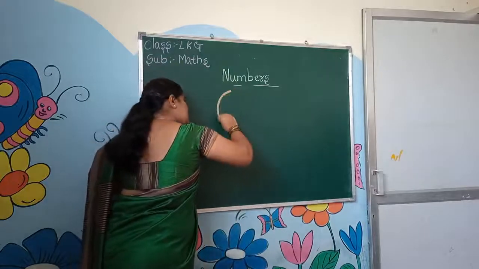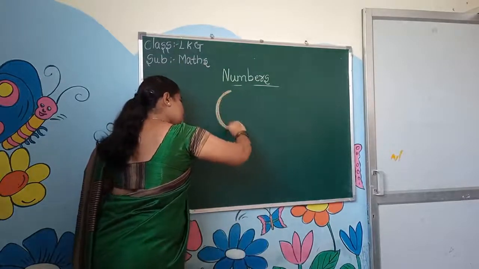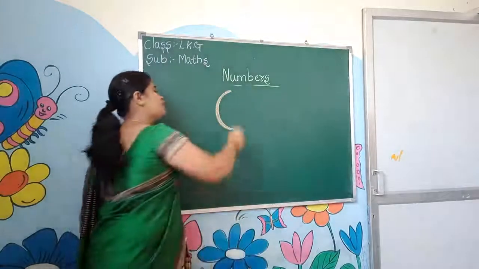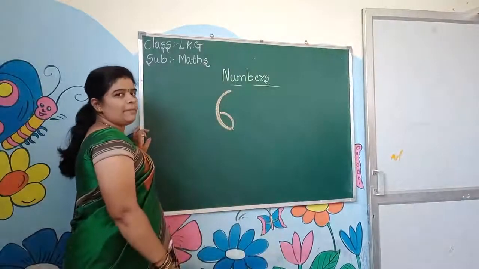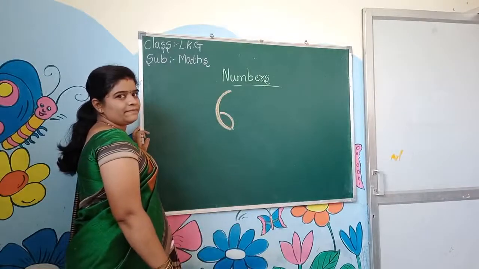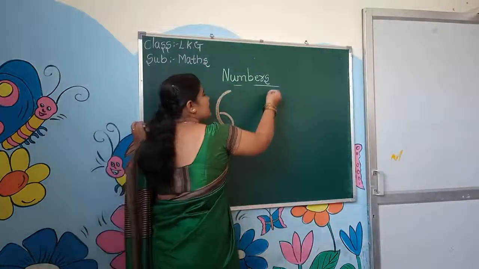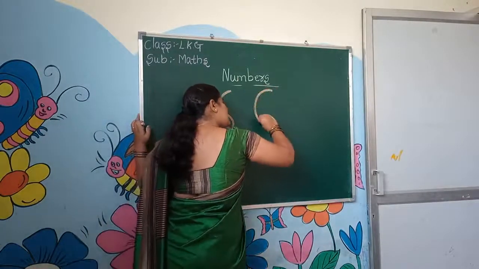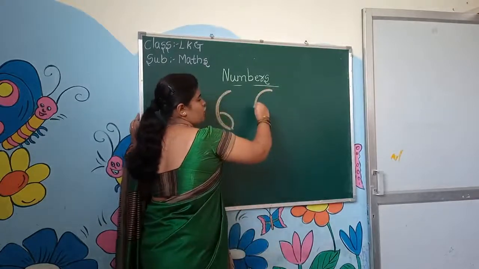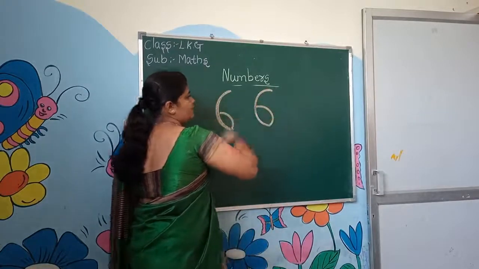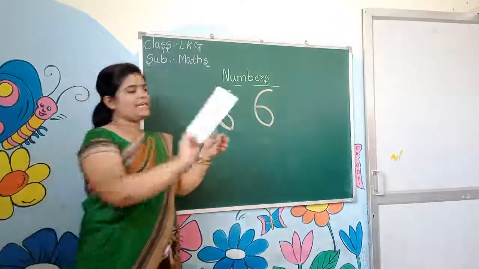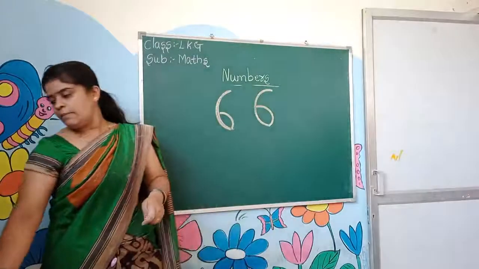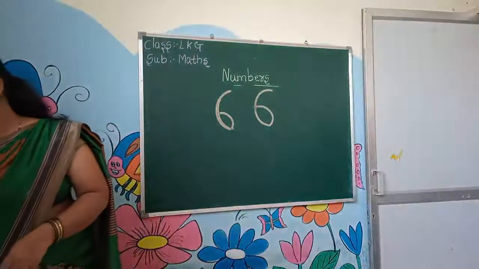Just one curve line, and join it with another curve. This is our number 6. Once again, I show you: just one curve, and join with another curve. This is our number 6.